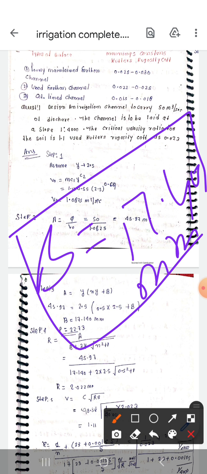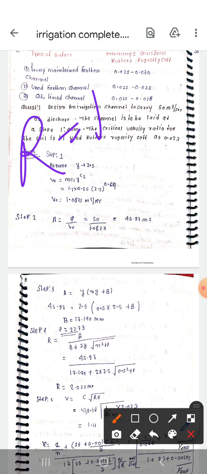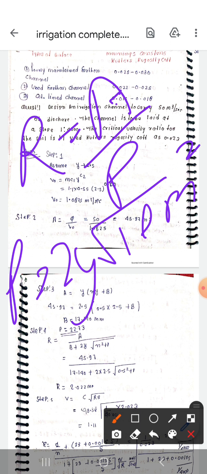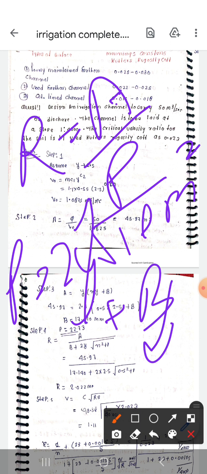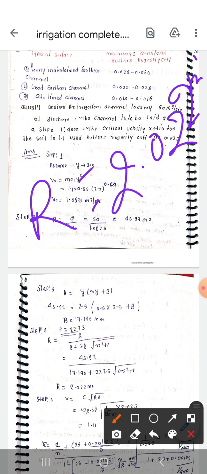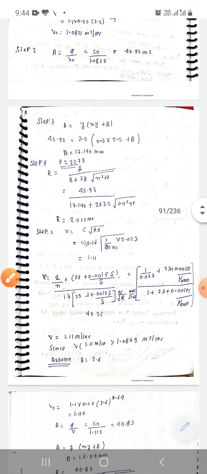Okay, the third step, 3 steps have been done. Now we'll move on to the fourth step. Fourth step was to calculate the hydraulic radius, which was area upon perimeter. Area we have already calculated. Perimeter can be calculated as 2y under root 1 plus m square plus B. We know B, we know y, we know m. So perimeter can be calculated, and after putting that value, R comes out to be 2.022 m. So we know R, we know y, we know V, we know S.